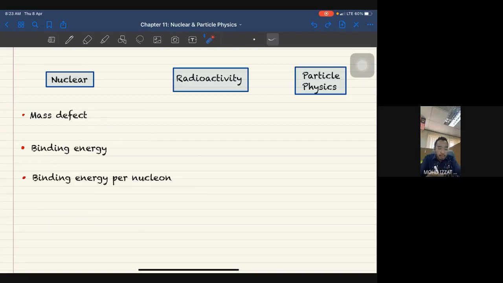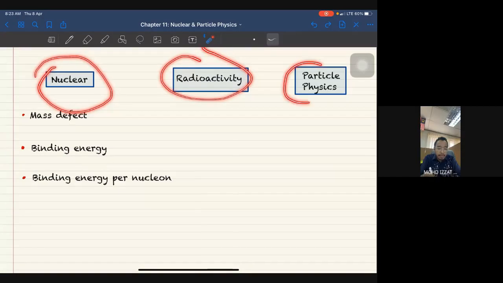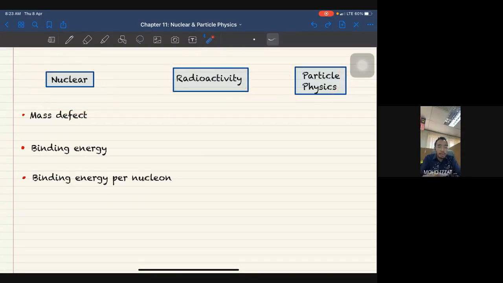In terms of calculation, for this chapter, it will only involve nuclear and radioactivity. The particle physics, there's no calculation. You only have to focus on the theory part.